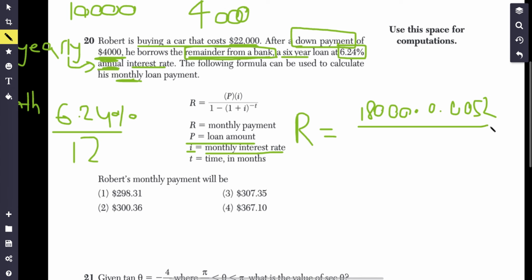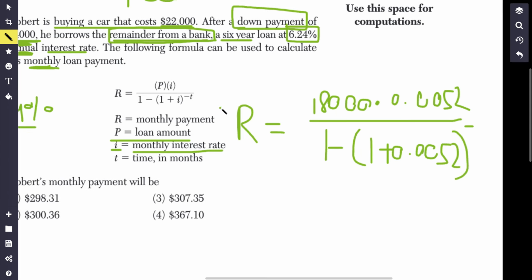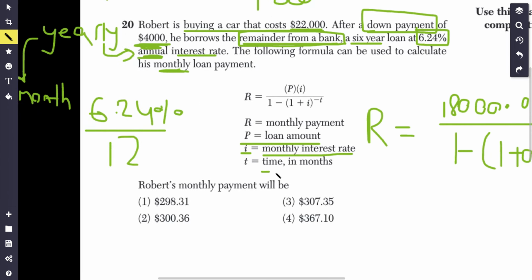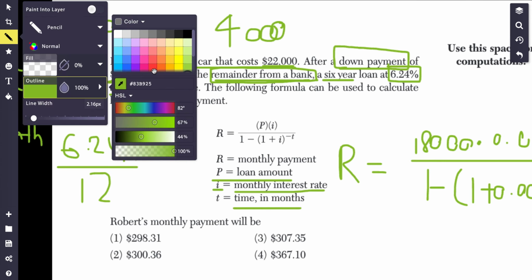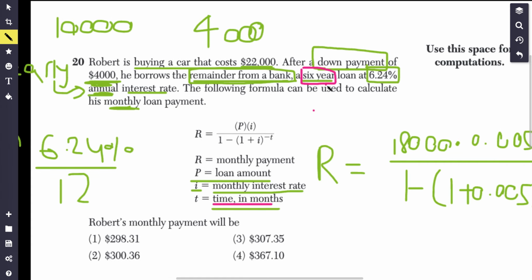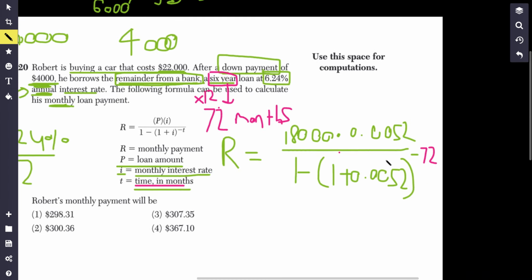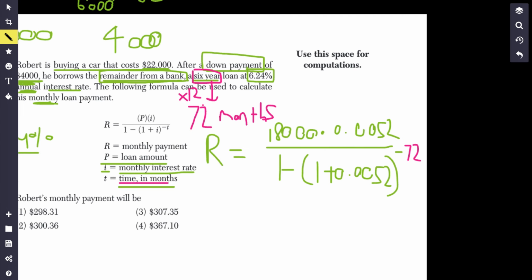And this is going to be divided by 1 minus 1 plus our monthly interest rate, which we said is this, and then this is going to be to the negative t power. Now, t represents the time in months. We know that the time that passes is 6 years, but we want the time in months. So 6 years is the same thing as 72 months. To convert from years to months, just multiply by 12. So this is going to be to the negative 72 power. Now, all that's left to do is plug this into the calculator, and we should get our answer.